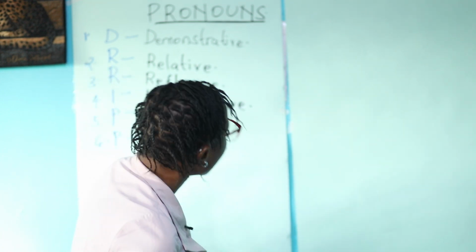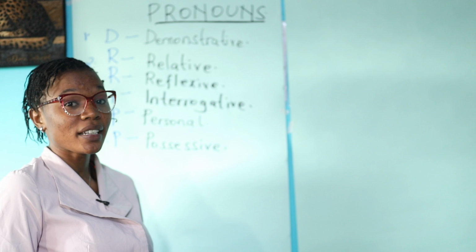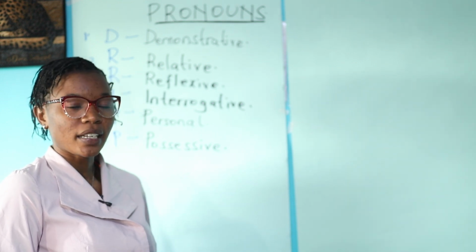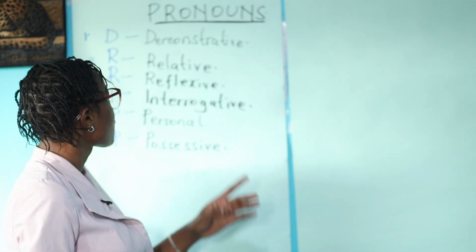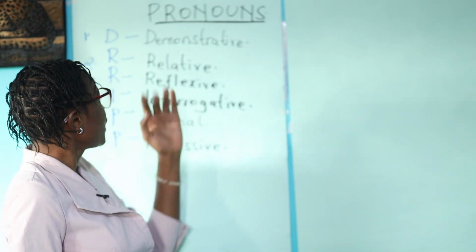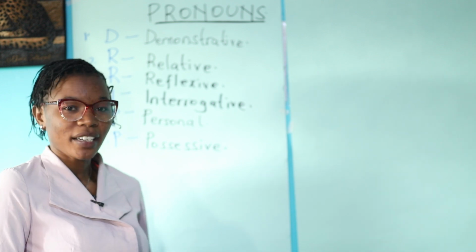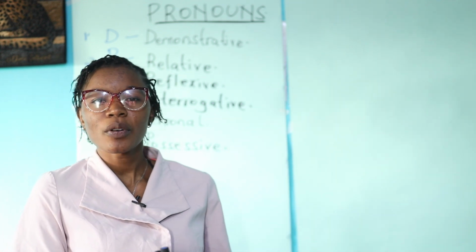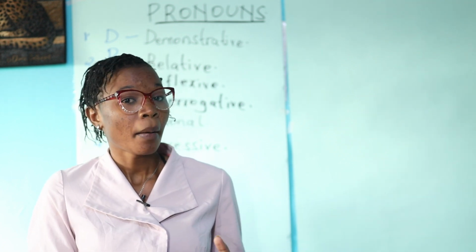For us to cram the types of pronouns properly, I'll give you an easy acronym that will enable you to learn pronouns easily and even know more about them. So we have 6 types of pronouns. The first one is demonstrative pronoun. The second one is relative pronoun. The third one is reflexive. The fourth is interrogative. The fifth is personal, and the sixth one is possessive. So we want to see what is relative, what is reflexive, what is possessive, and what is personal pronoun.